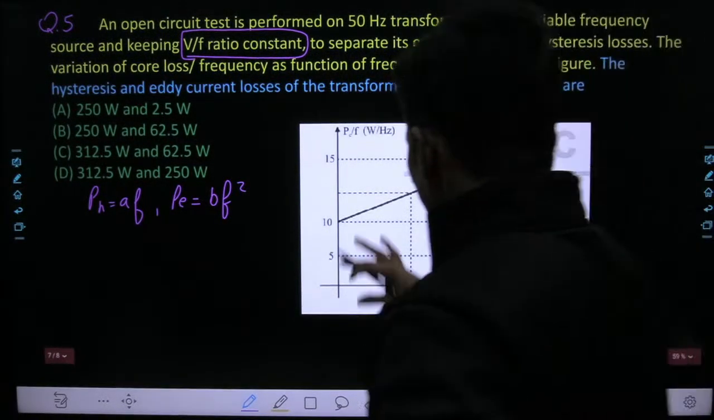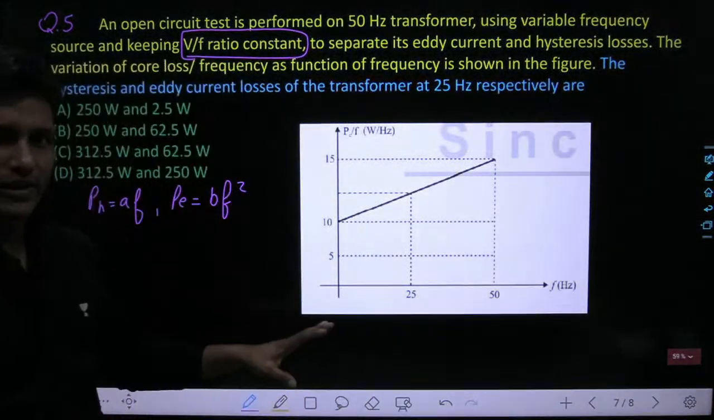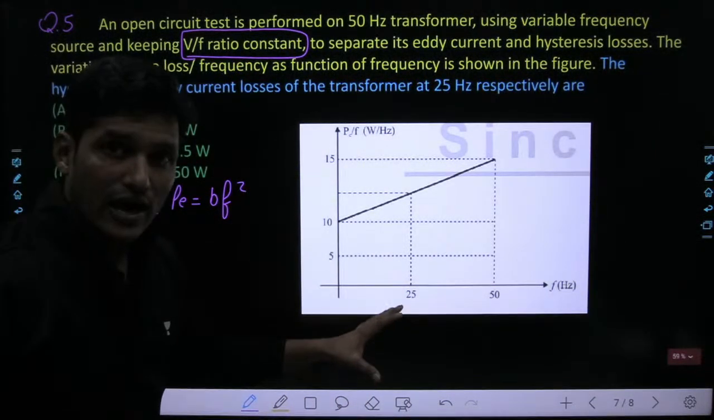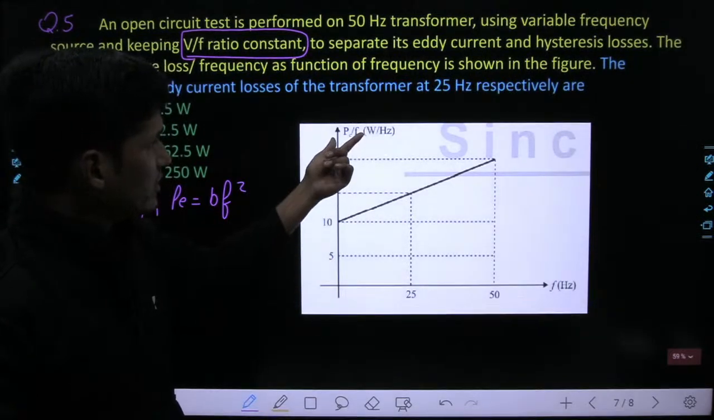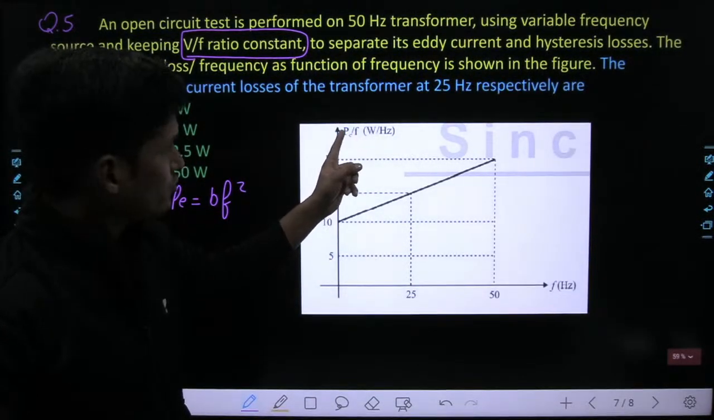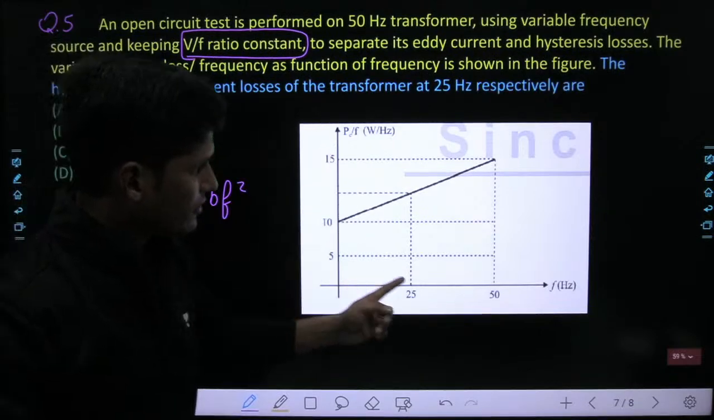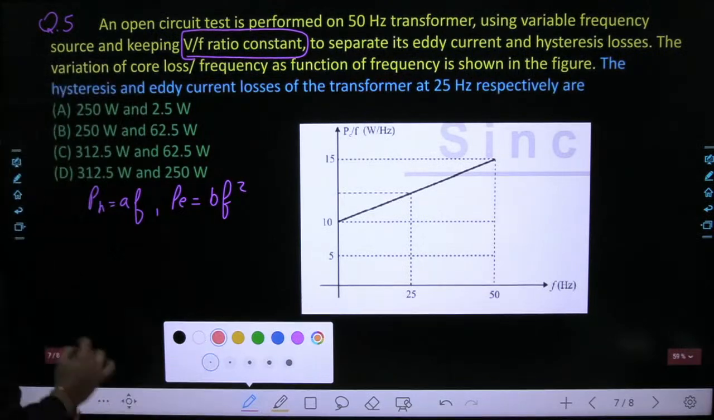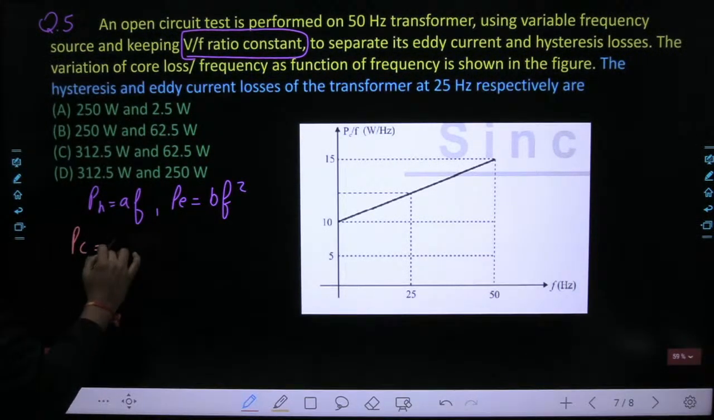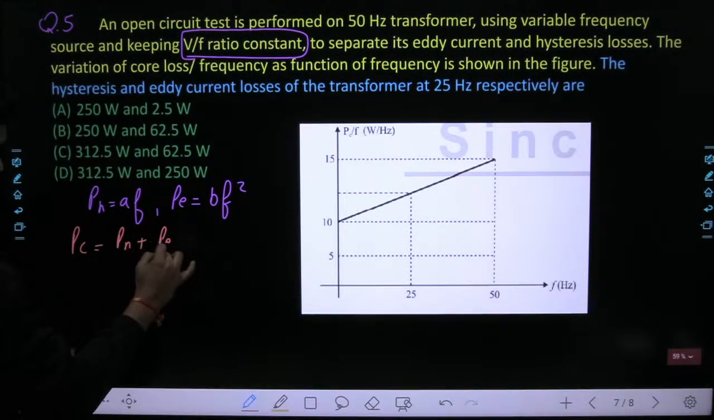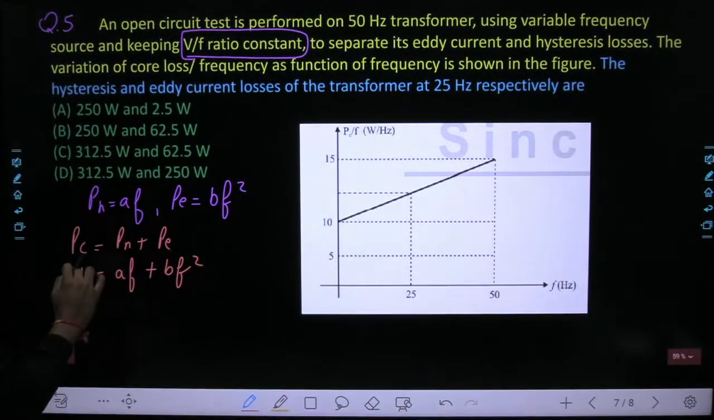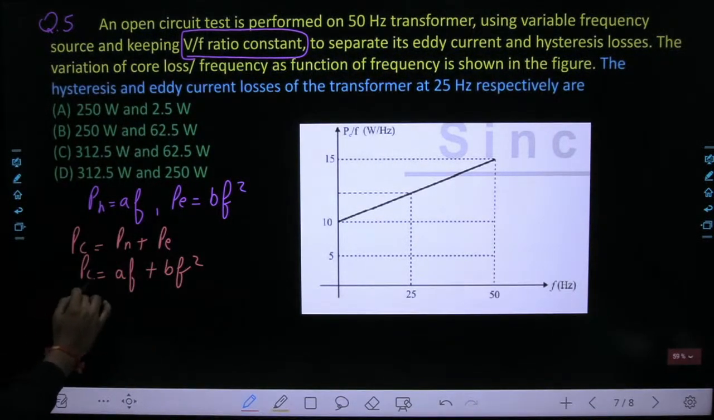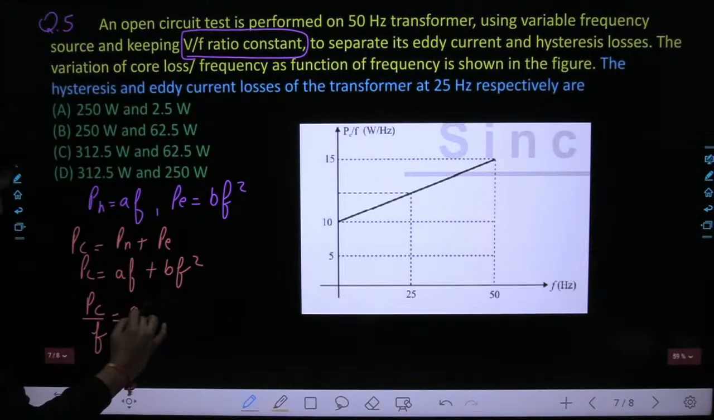Now, in this particular graph, which is already given in the question, it is the characteristic between core losses per frequency, that is watt per hertz, that is PC by F, with respect to frequency. We know that the core loss PC equals hysteresis loss plus eddy current loss, that is equal to AF plus BF square. If we take common frequency from this equation, it becomes PC upon F equal to A plus BF.